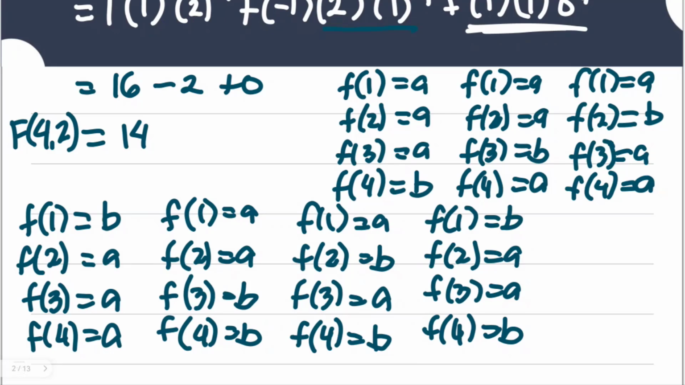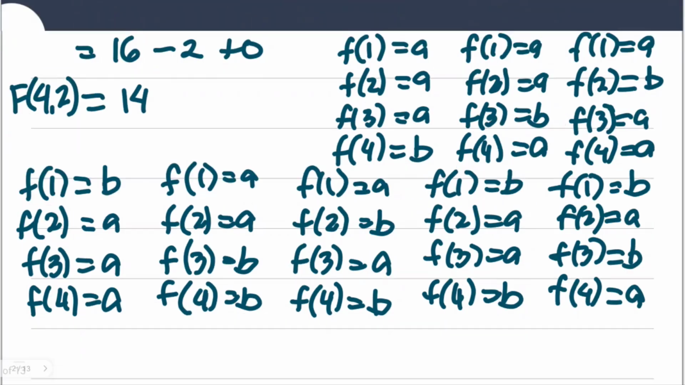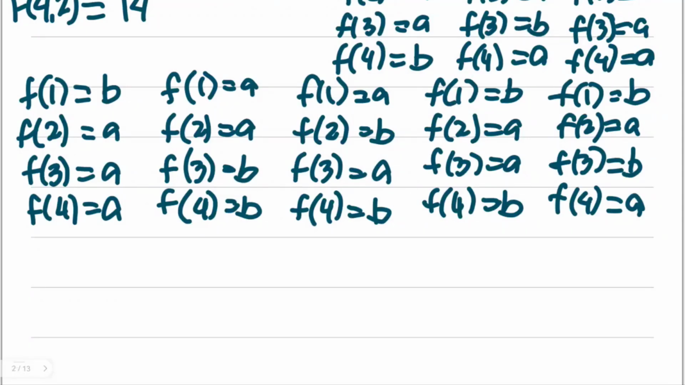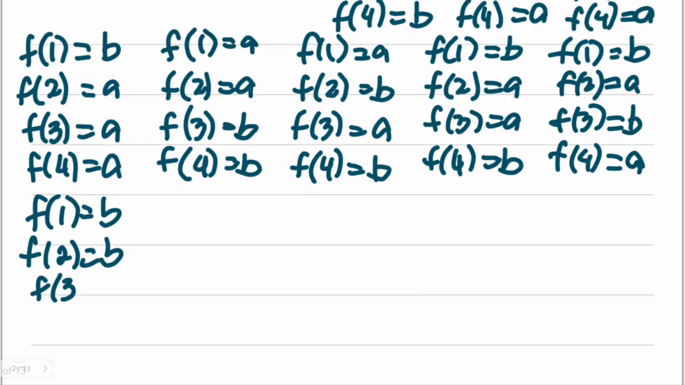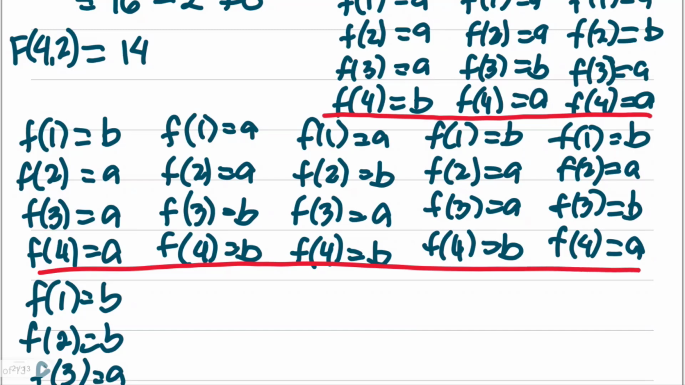What if from this, we try to move first this B upwards? So you will have here f of 1 is B, f of 2 is A, f of 3 is B, f of 4 is A as well. Now the next one is moving that there. That's already 1, 2, 3. That's 8 already. So f of 1 is B, f of 2 is B, f of 3 is A, f of 4 is also A. So that's 9. So we have 1, 2, 3, 4, 5, 6, 7, 8, 9.